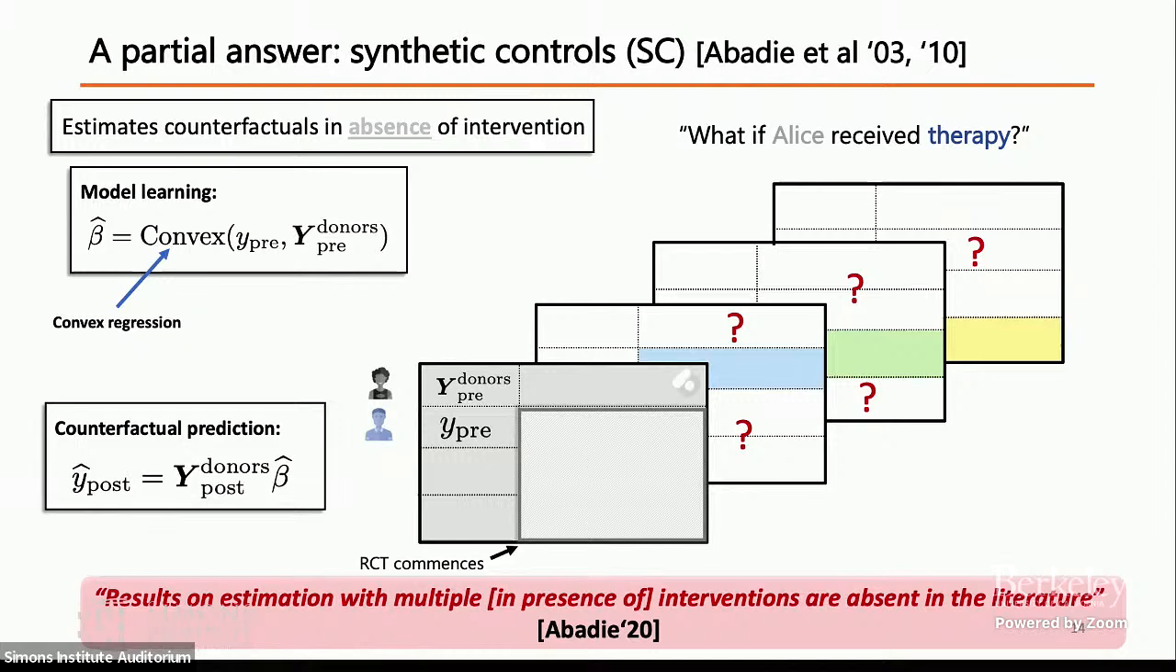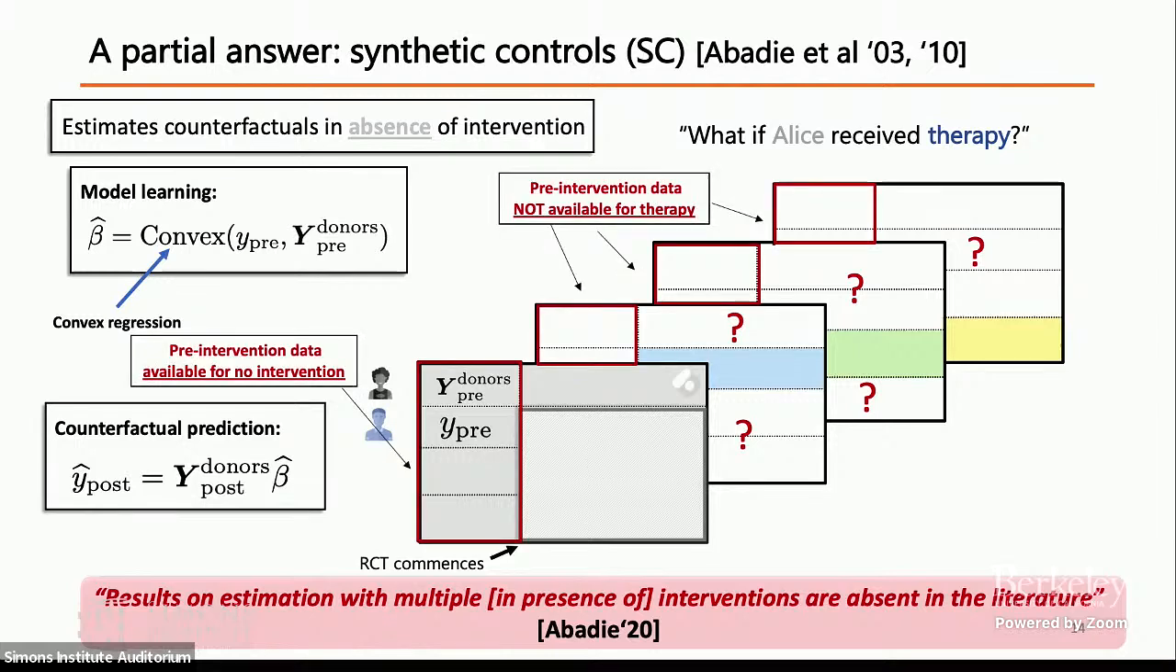And why is this problem not symmetric, synthetic interventions to synthetic controls? It's an asymmetry in data availability. In the pre-intervention period, we have data available under no intervention. We have no data available under therapy. So that asymmetry in the missingness pattern between the slices of the tensor is what makes this problem harder.